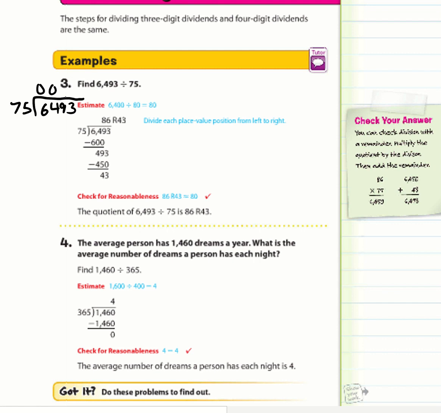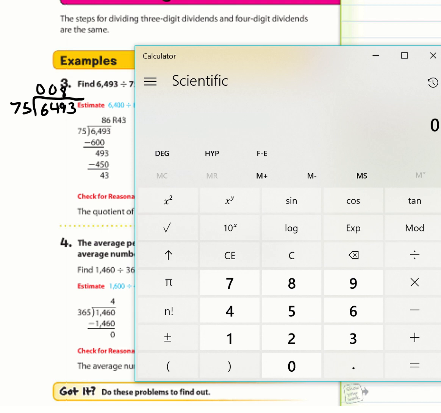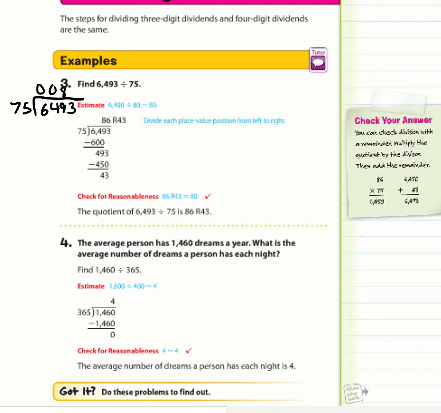So that's going to be, I believe, 8 times. I just want to make sure, 75. Yeah, it's going to be 8 times. So I'm going to take out my calculator. 8 times 75 equals 600. So I'm going to multiply to get 600. I'm going to subtract. That's 49.